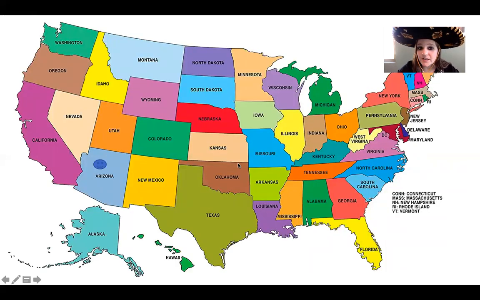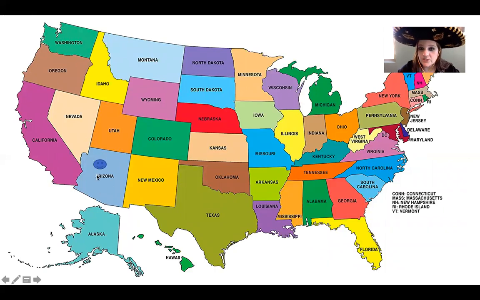So we're ready to move on to the United States, okay? So I want you to look at the map of the United States. I want you to look for a clue that might tell you where our state is. Where is Arizona? Where is the clue that shows you where Arizona is? Did you say right here? Good job, you are correct. This is Arizona. This is where we live.